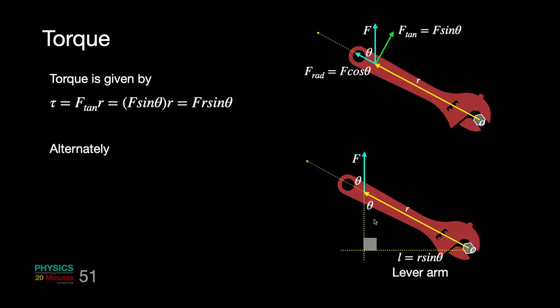Now, if this angle is theta, then the lever arm is r sine theta. And therefore, I can write torque as F into L, which is F r sine theta. You can see that both the calculations produce the same result, F r sine theta, but the methods we have used to calculate are different. So in solving problems, you can practice both the methods. Sometimes one is useful and sometimes the other is very useful.